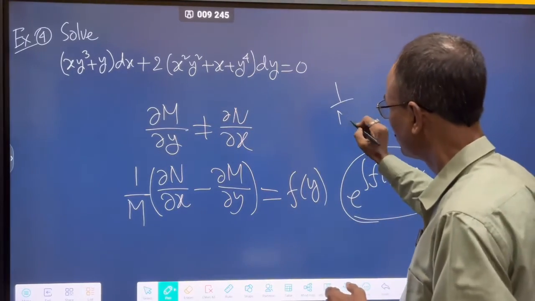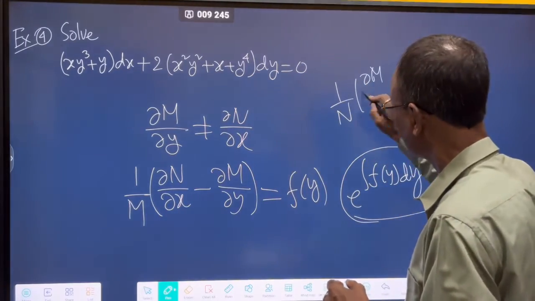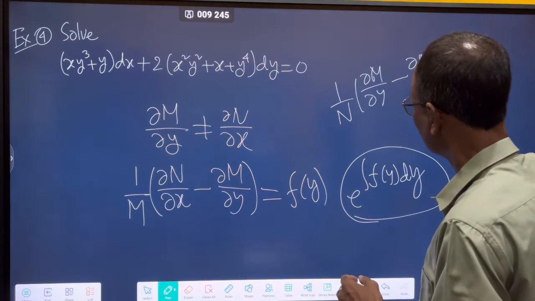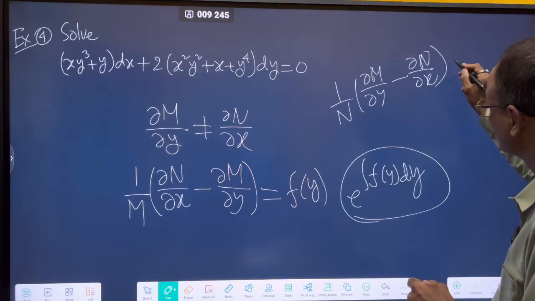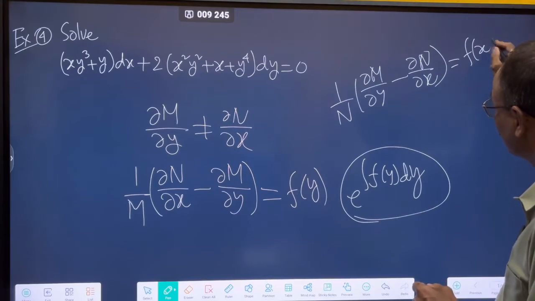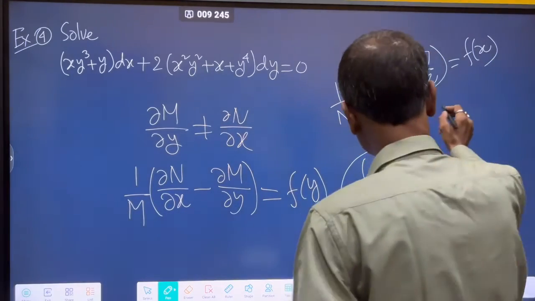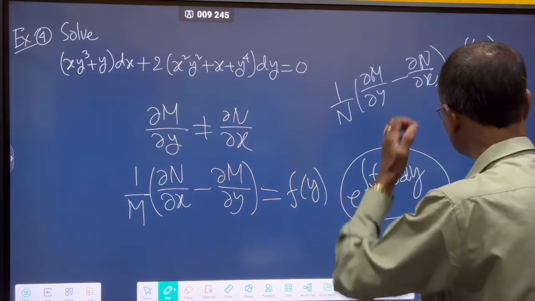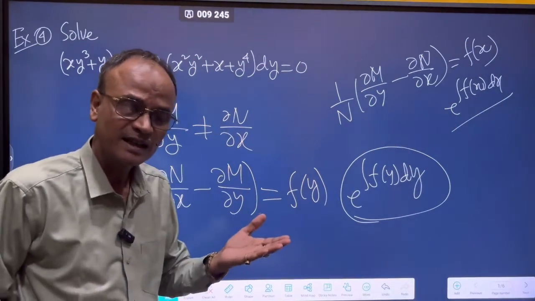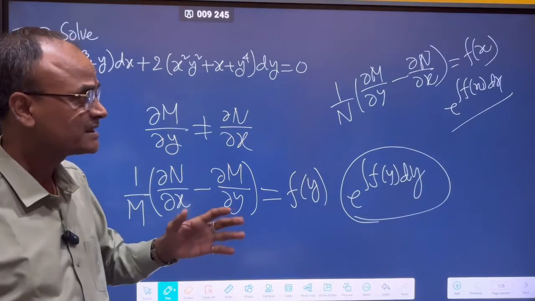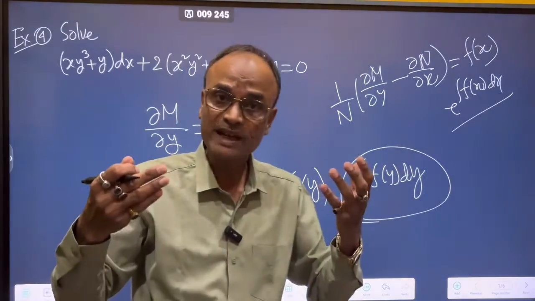Also, if (∂M/∂y minus ∂N/∂x) divided by N is a function of x only, then e to the power integral f(x) dx is the integrating factor. If you multiply the differential equation by the integrating factor, the differential equation becomes exact.